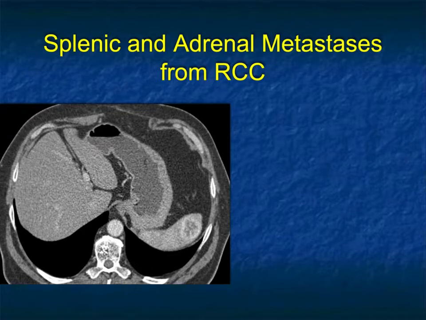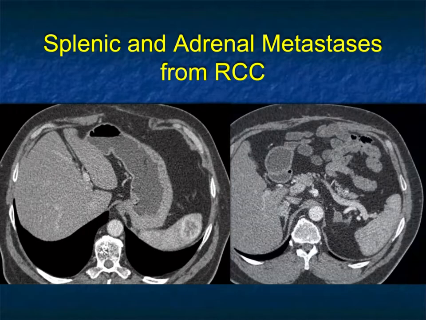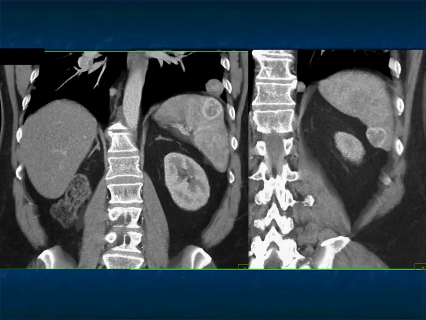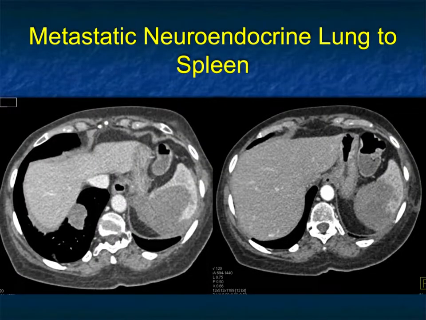Here's another patient, metastasis to the spleen and to the left adrenal from renal cell carcinoma. Again, you can think of hemangioma, but the rim enhancement is too great. The patient has a right nephrectomy. You've got to be thinking metastatic renal cell carcinoma, which this was.